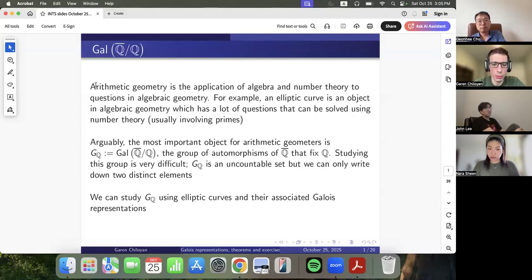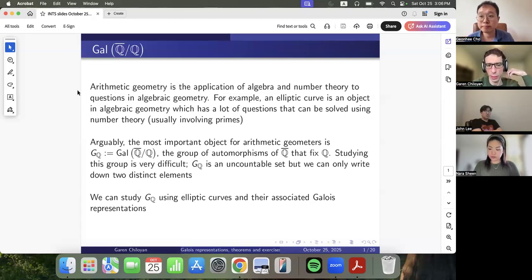The first slide, ooh, I don't have a title even. Not good. But the first slide starts with this group. This is called the absolute Galois group of Q. This is the algebraic closure of Q, and I will describe it now. The whole reason I'm talking about this is that arithmetic geometry is essentially applying number theory and group theory to questions that you would encounter in algebraic geometry.